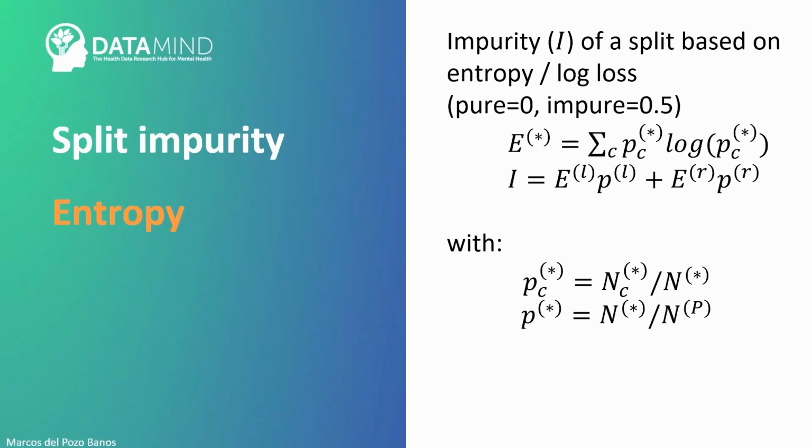Impurity is also commonly defined using the entropy. And in this case, a pure node has a value of 0 and a maximally impure node has a value of 0.5.